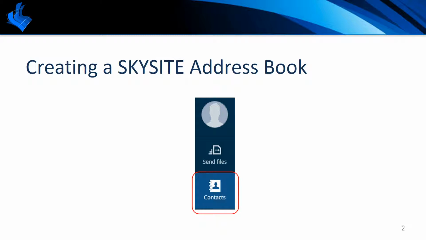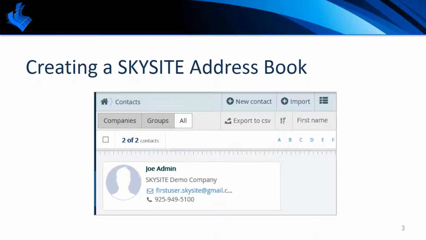Begin by clicking on the Contacts option in the left column. By default, your own contact details from within your profile will be listed. Additional contacts can be added in individually or through a mass import. To add an individual contact, click on New Contact.